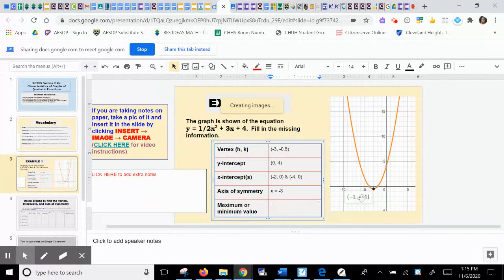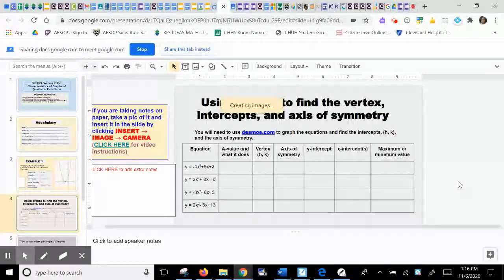Maximum or minimum value. Well, the vertex is at the bottom of the parabola, which is the lowest point. So our parabola has a minimum value, and our minimum is at y equals -0.5. Remember, your max or min is always the k value of the vertex, or the y-coordinate. Okay? Next slide.